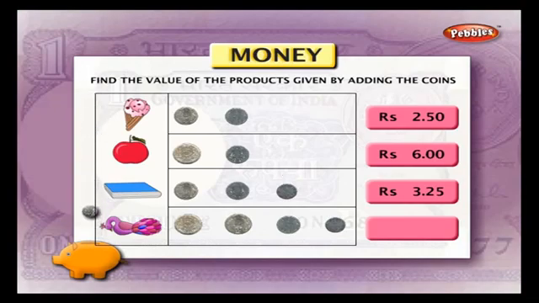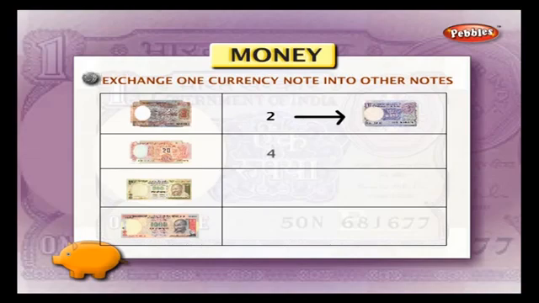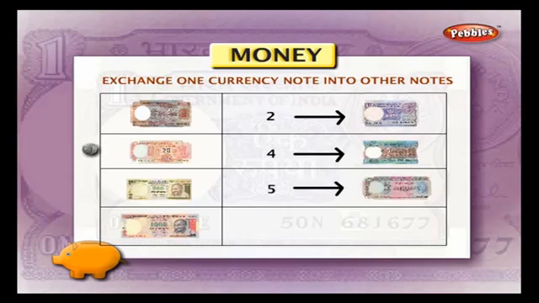The cost of the sticker is 5 rupees plus 2 rupees plus 50 paise plus 25 paise, which comes to 7 rupees 75 paise. Exchange one currency note into other notes. A 2 rupee note can be exchanged for 2 1 rupee notes. A 20 rupee note can be exchanged for 4 5 rupee notes. A 500 rupee note can be exchanged for 5 100 rupee notes. A 1000 rupee note can be exchanged for 20 50 rupee notes.